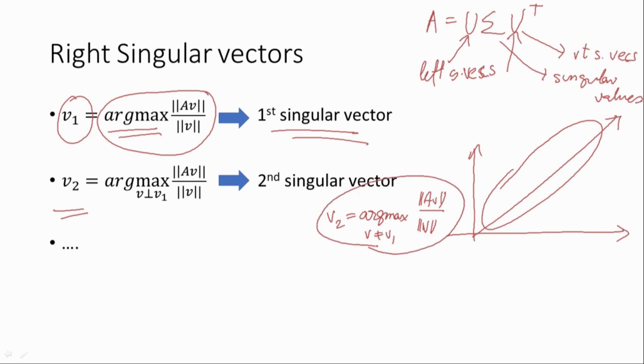Is this a good enough definition for trying to find a two-dimensional representation of the data? No. Why should it be perpendicular? V should not be equal to alpha times V1, okay. But is that enough?